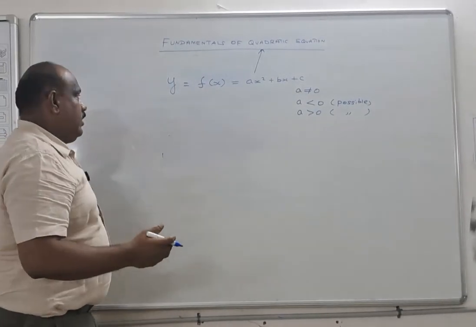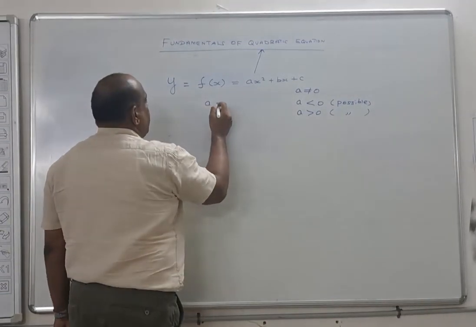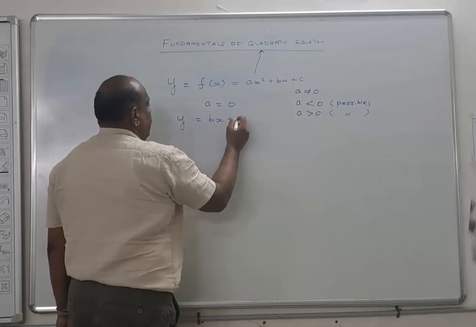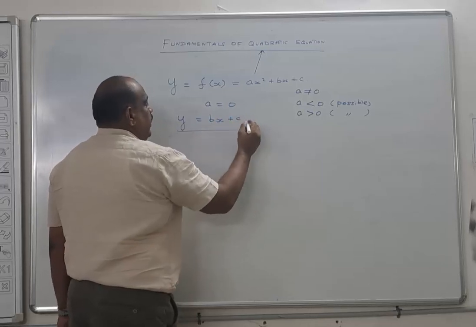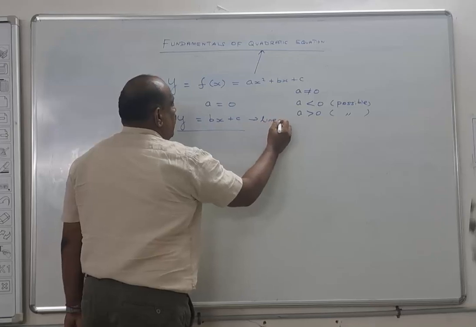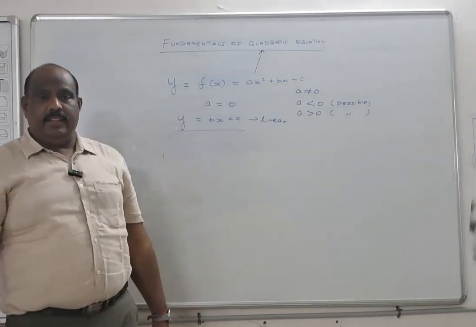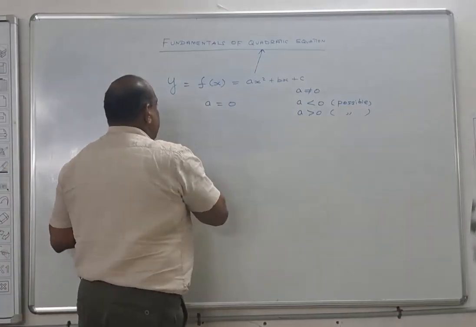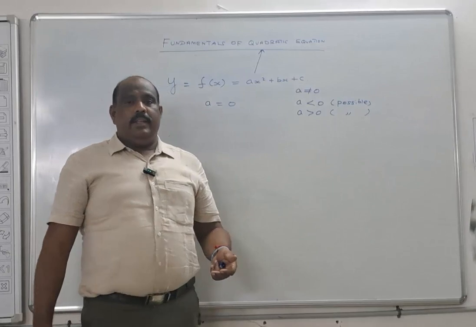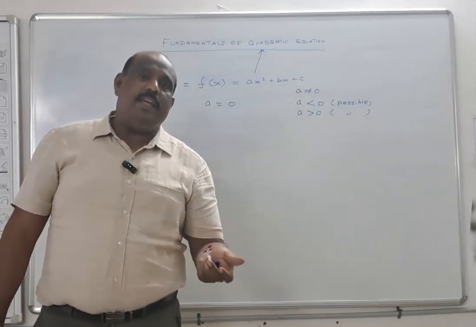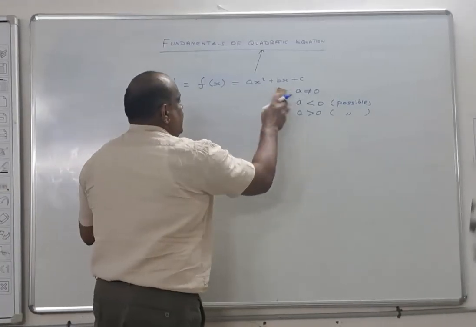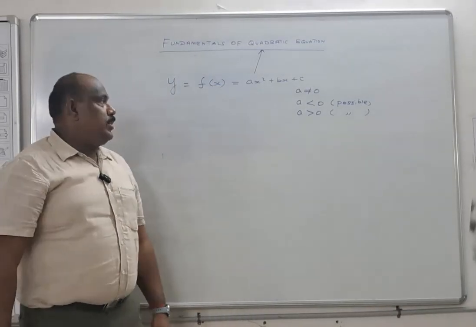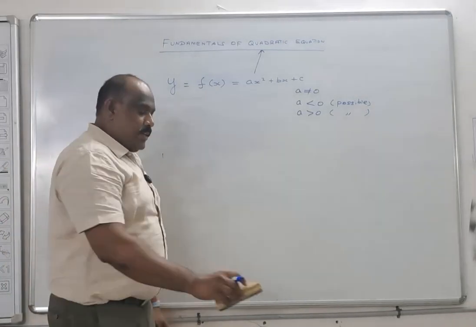Let me put it another way. If in the same equation a is equal to 0, then what happens to y? y becomes bx plus c. So now the equation is not quadratic, it becomes linear. This is the equation of a straight line. So from this, what we understood is that a cannot be 0. If a becomes 0, the quadratic equation becomes linear, a straight line. So that is the first condition. And a can be less than 0 as well as greater than 0. This equation is called a quadratic equation.